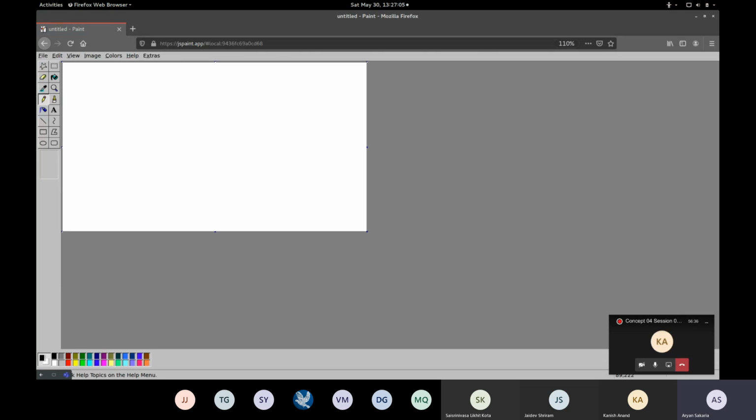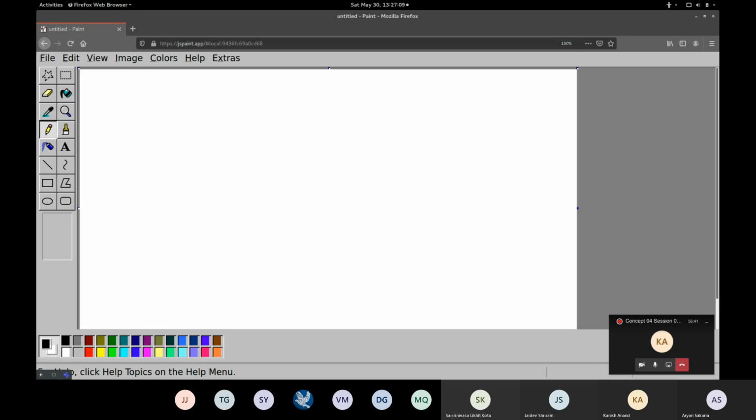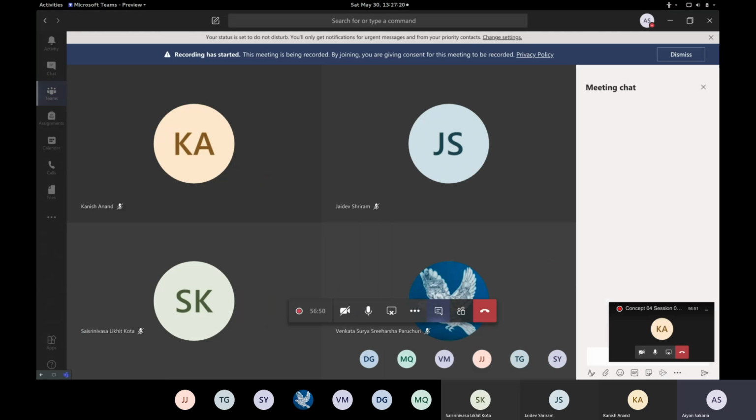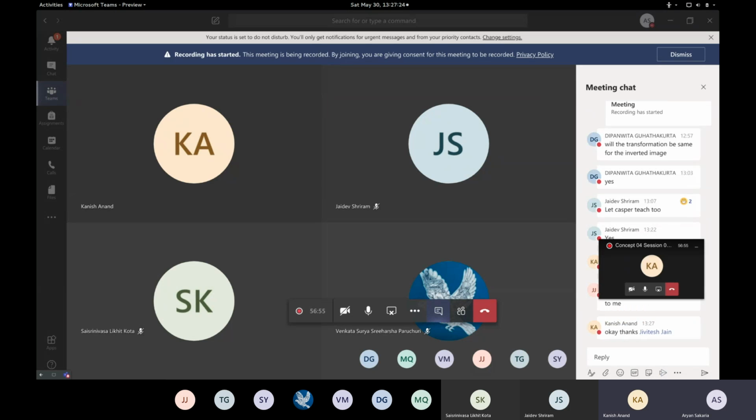Hi guys, can you see my screen? Oh, why is it so tiny? Okay, can you guys see my screen? Is my screen visible? Yes. Okay. Someone who could not see it, can you see it now? Kanish, can you see it now? Yes, sir. Oh, fine.